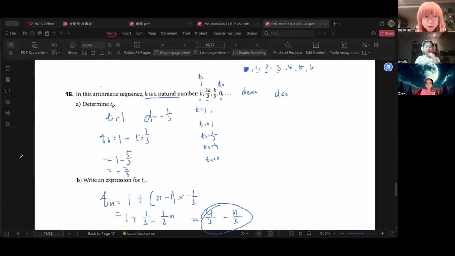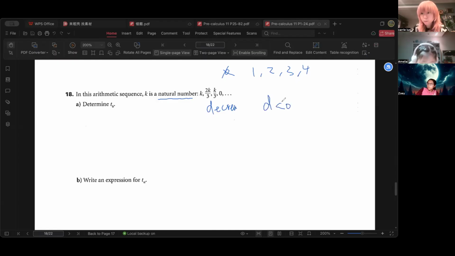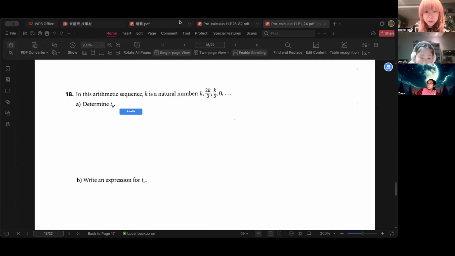Okay, so when we have those questions, you have to read very carefully every single thing the question is telling you. For instance, here we have a natural number. So you have to pop up into your brain, what does natural number mean? There's no 0, there's 1, 2, 3, 4, and there's no negative number. By doing that, you know this must be a decreasing arithmetic sequence, which means D is smaller than 0. Understood? Okay, so that's it for today's class.